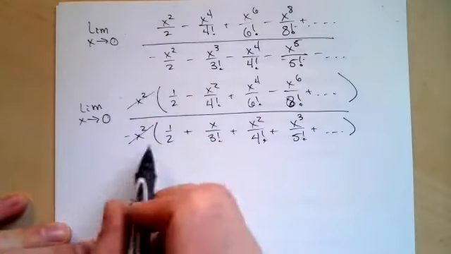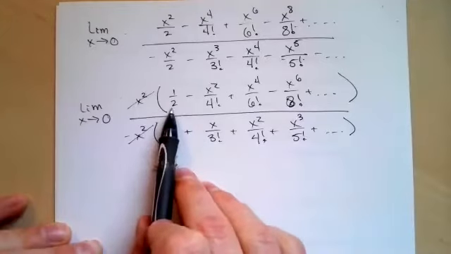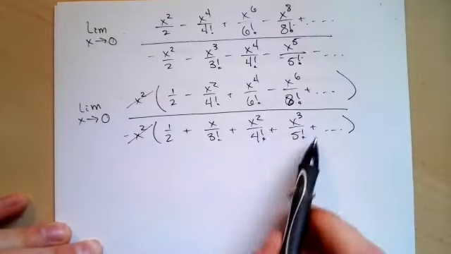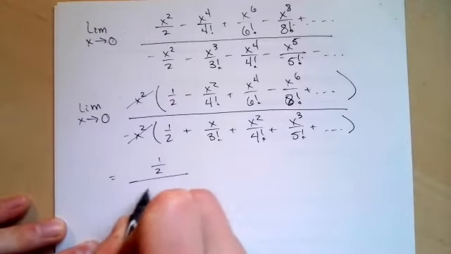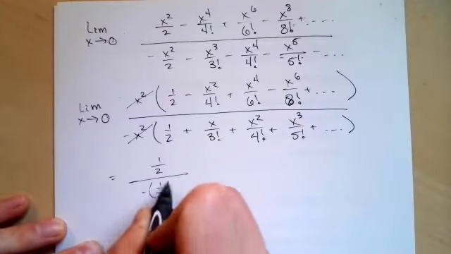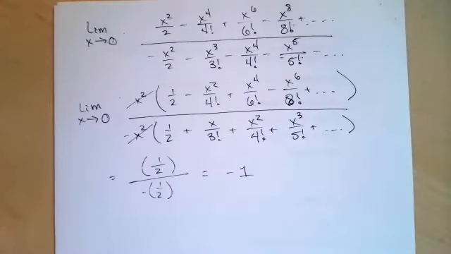And now what are we left with? Mind this minus sign still in the denominator. When we plug in our limit for x now, the zeros are going to kill all the higher order terms. And we're going to be left with 1/2 over negative 1/2. And so our limit is -1.